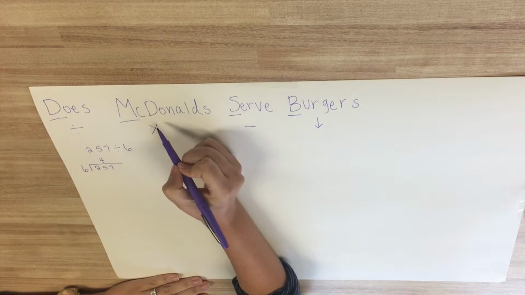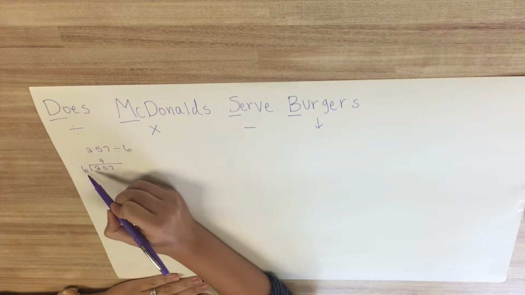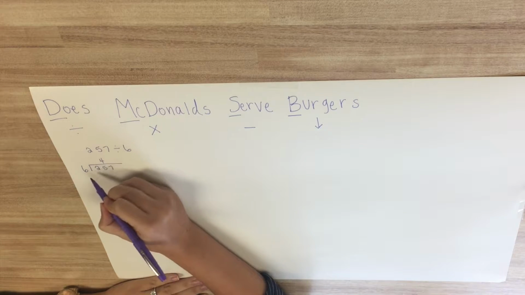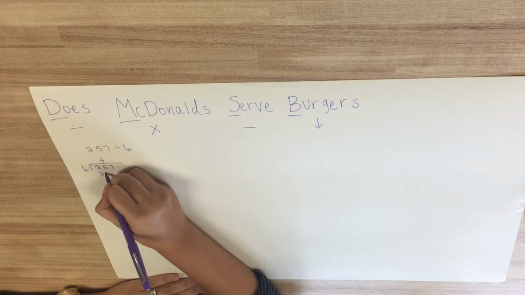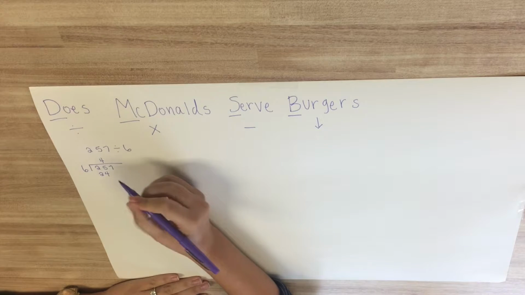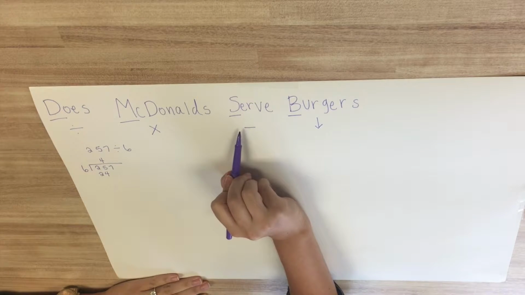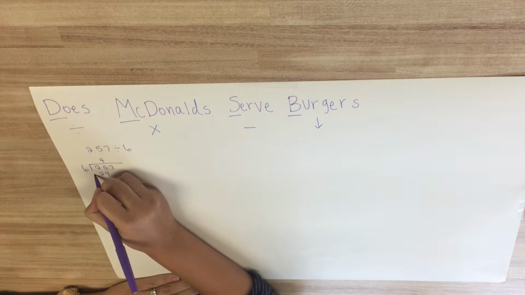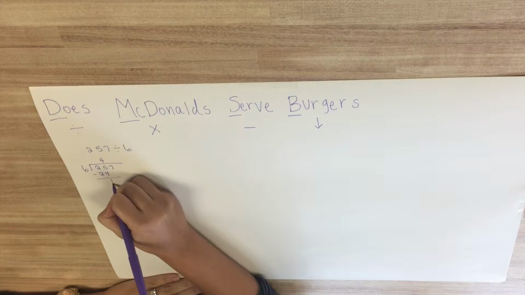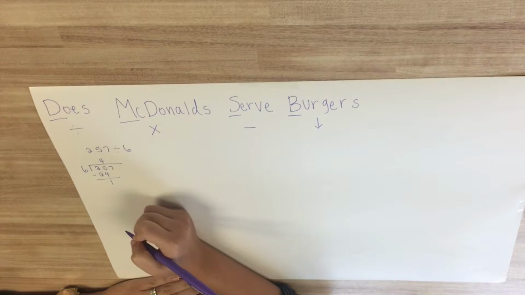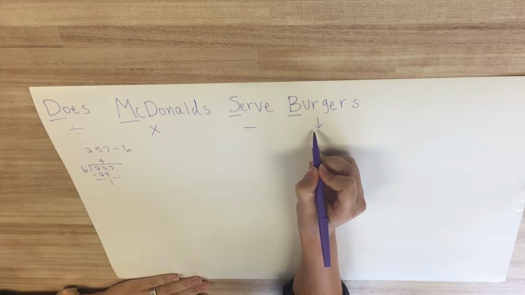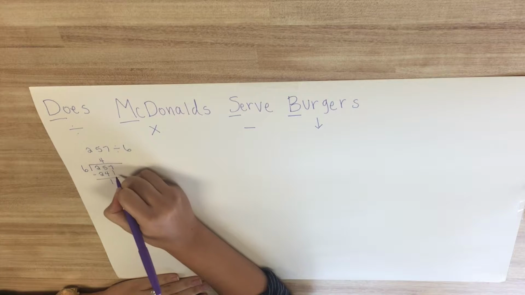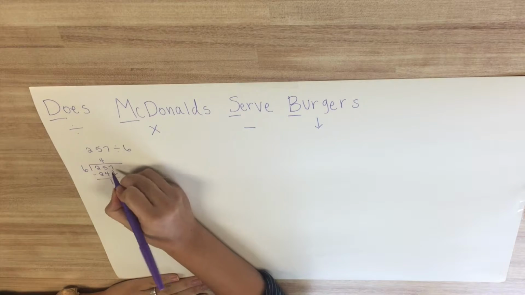Our next step is multiply. So I'm going to multiply 6 times 4. 6 times 4 is 24. Now I'm ready for my next step, which is to subtract. 25 minus 24 is 1. Now I'm ready for my next step, which is to bring down. I'm going to draw my arrow, and I'm going to bring down 7.